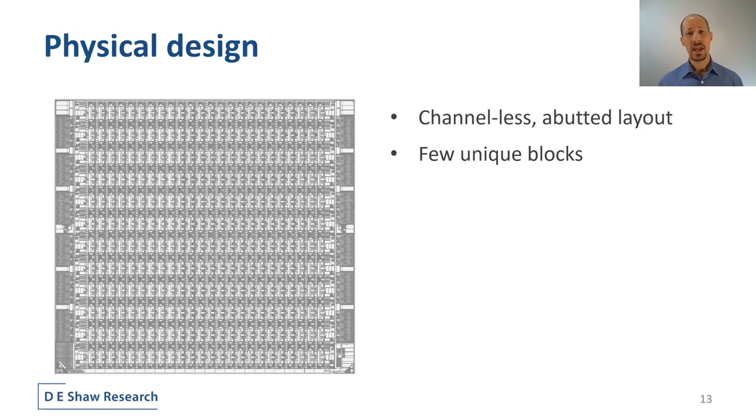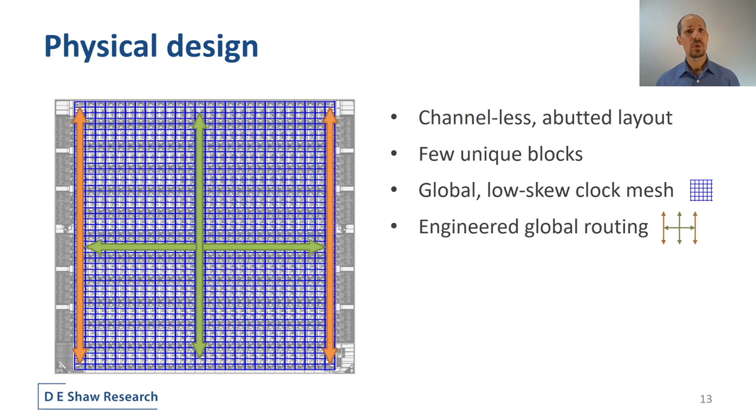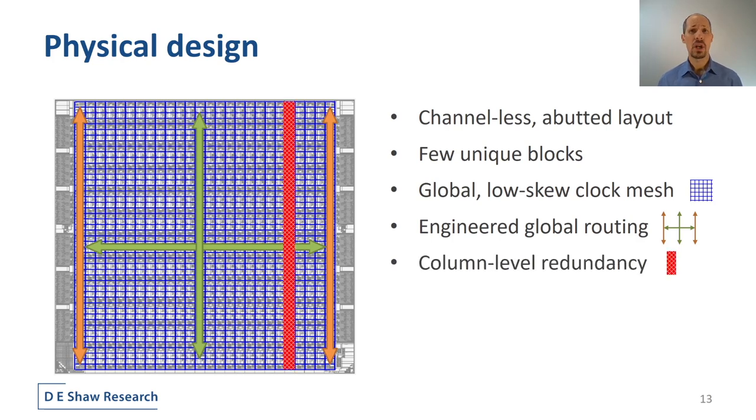Besides the channel-less abutted layout, involving a small number of unique blocks we've just seen, Anton 3 boasts some other notable physical design features. First, Anton 3's high clock rate is supported by a global low-skew clock mesh over the tile array, maximizing useful cycle time. Second, network routing was engineered at the chip level to optimize latency and routing density and push down into the block floor plans. This approach minimized hop distance and dead area while decoupling the on-chip network timing from the block implementation. The architecture supports running with an arbitrary number of core tile columns disabled in order to cope with manufacturing defects and parametric yield loss due to variation.